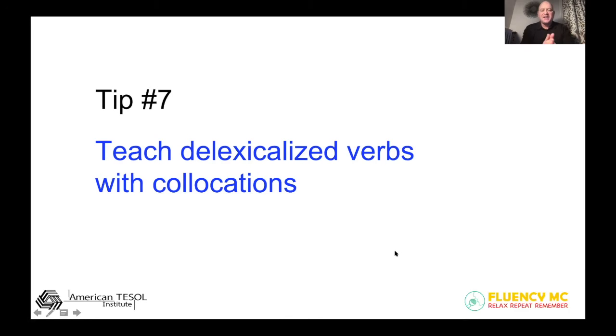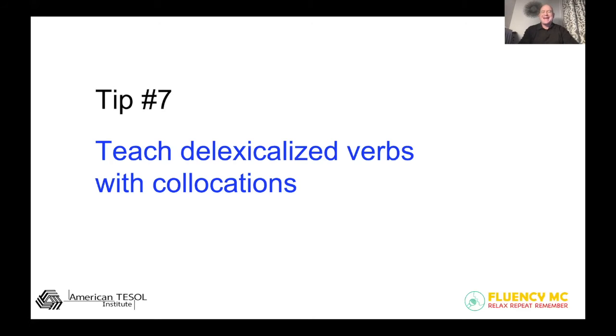Number 7, teach delexicalized verbs with collocations. Well, first of all, what are delexicalized verbs? I referred to them earlier. These are verbs that on their own don't really carry the meaning because the meaning comes with the collocations that go with them. So verbs like get, put, take, what do they mean? It's not easy. Set. It's not easy to explain. Moreover, we should not be explaining the meanings of them, right? Because that's not how they're learned.